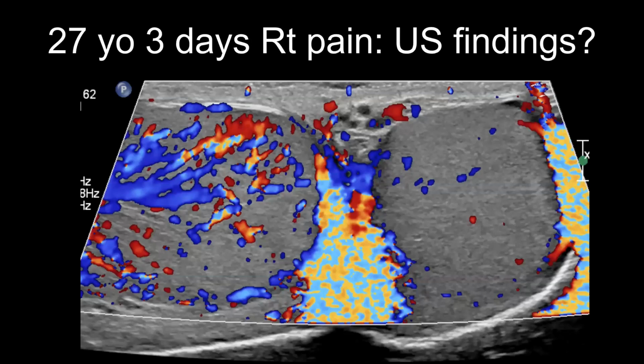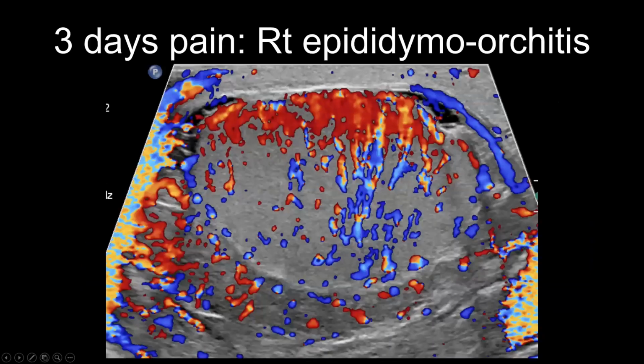And this is a patient who had 3 days of pain before he came in. These are our side-by-side color Doppler images of the testicles, right, left, clearly very hypervascular right testicle. And we can see extremely vascular right testicle, right epididymis. This is very severe right-sided epididymo-orchitis.